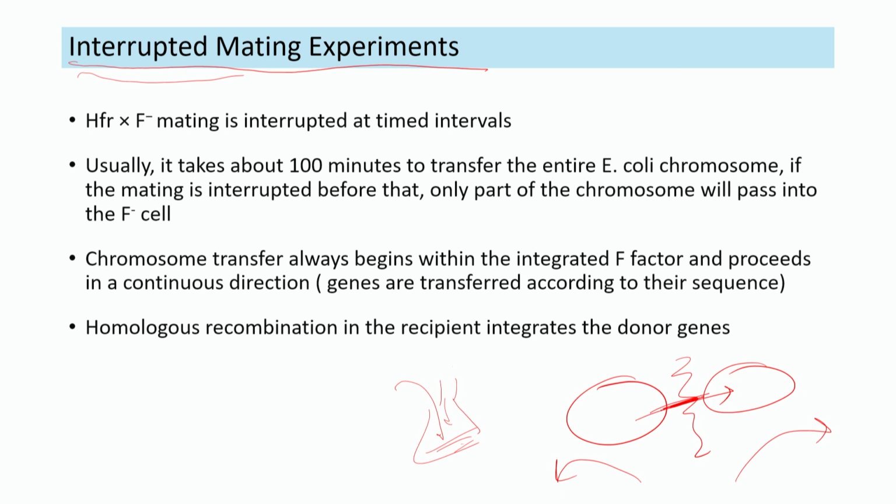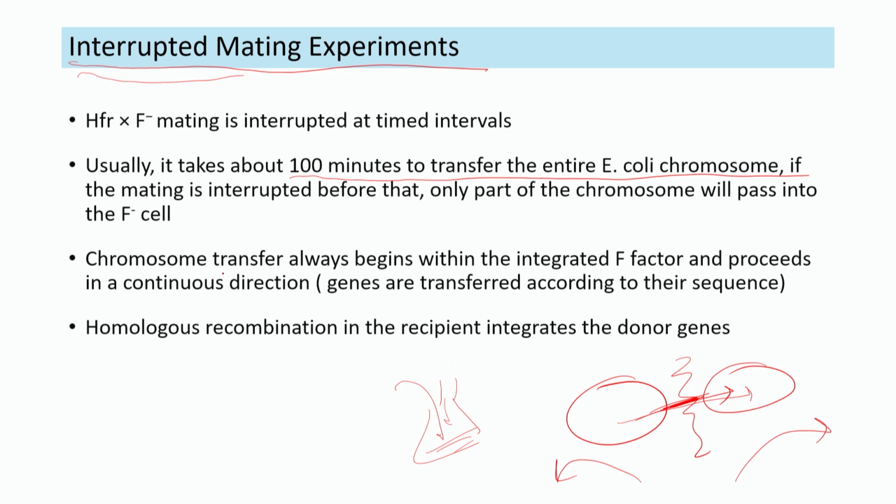So usually it takes about 100 minutes to transfer the entire E. coli genome. Between this duration, whenever you interrupt, what would happen? As much time as you allow the bacteria to remain in the conjugation phase, connected through the sex pilus, the DNA keeps on transferring from one cell to another. So the more time you allow, the more DNA will be transferred, and when you break, this transfer will be interrupted.